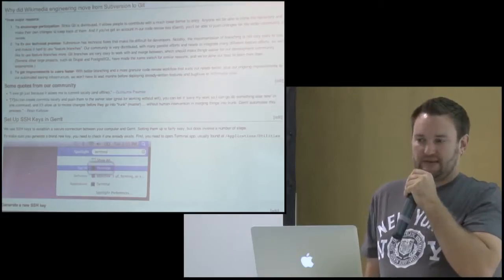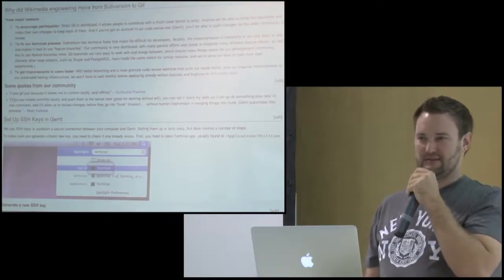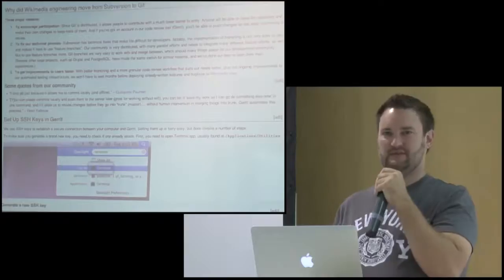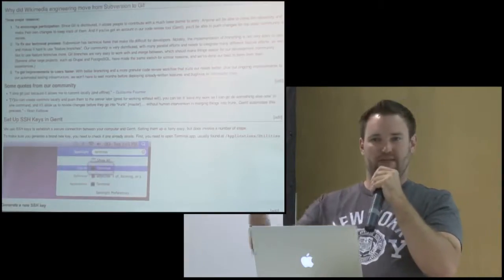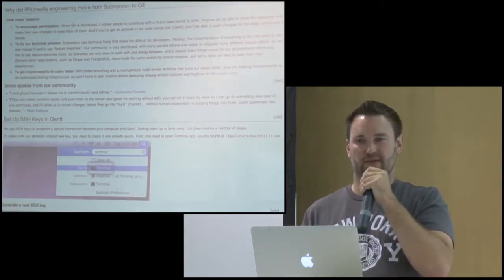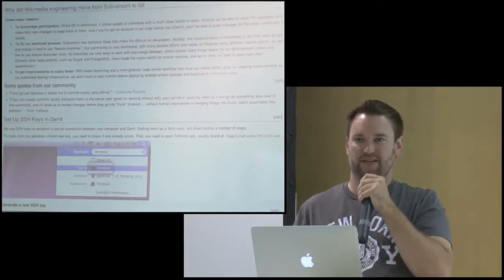Like right now, I think we've already seen, I think Rabla can speak to this. Where is he? Oh, way back there. I mean, since we switched to Git and Gerrit, things have been going out a little quicker than they were in the past, correct?